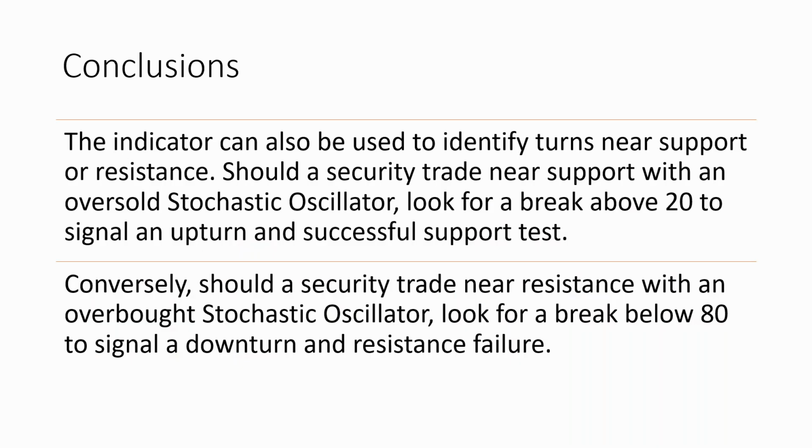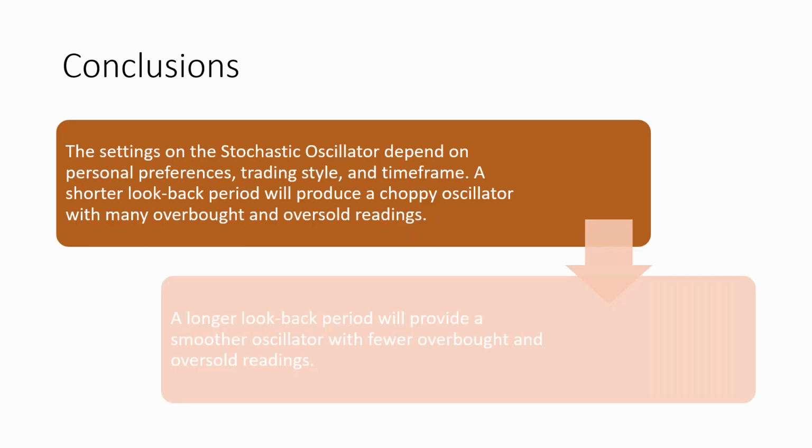The indicator can be used to identify turns near support or resistance. Should a security trade near support with an oversold stochastics oscillator, look for a break above 20 to signal an upturn or a successful support test. Conversely, if it's over 80.